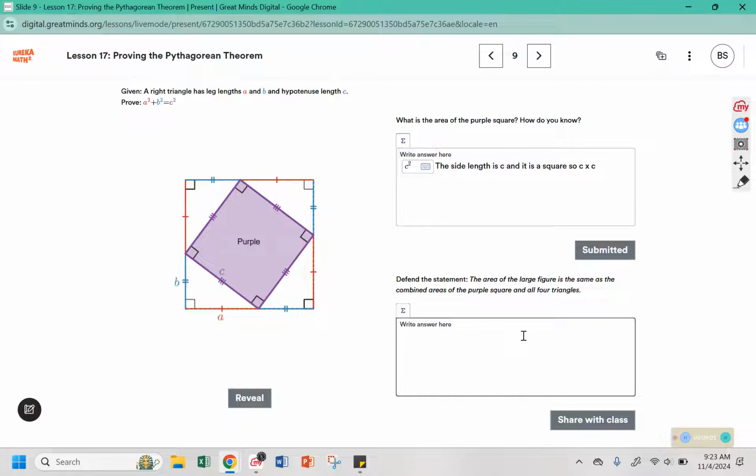The area of the large figure is the same as the combined areas of the purple square and all four triangles. The combined areas of the triangles and the purple square fill in the outer square's area. Takes up all that space.